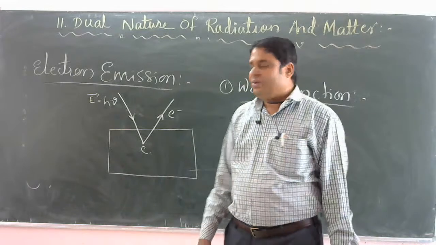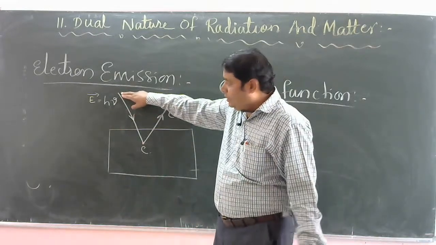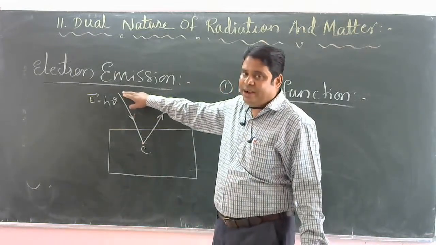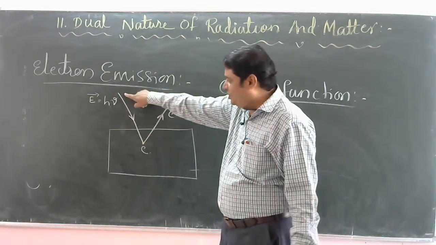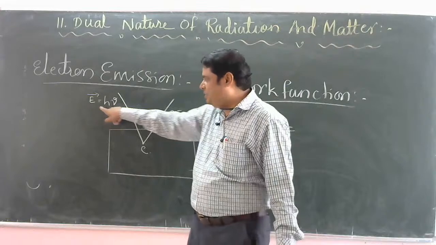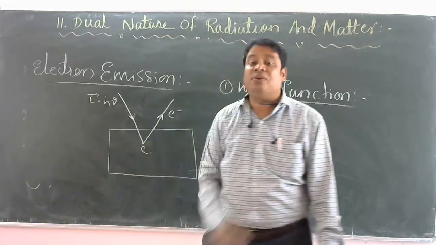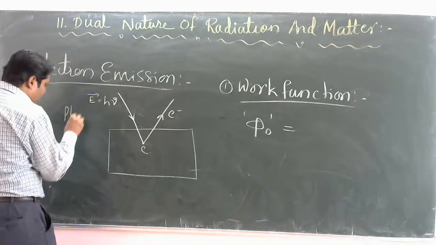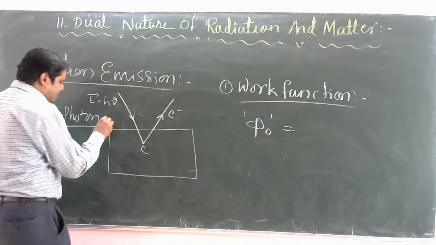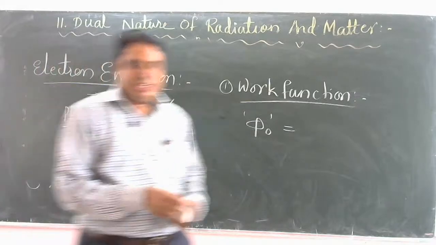We study when a radiation, what radiation we will discuss in the next step. A radiation in the form E is equal to h nu. E is equal to h nu is a photon, you know. It is nothing but a photon, as suggested by Max Planck.